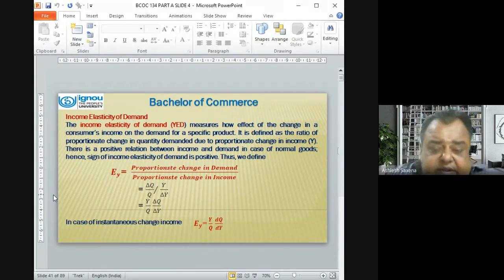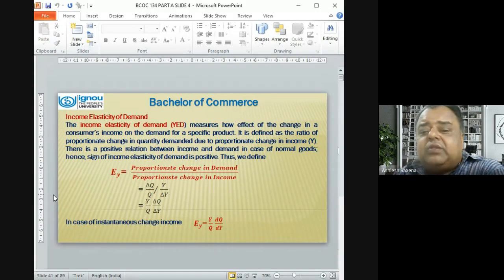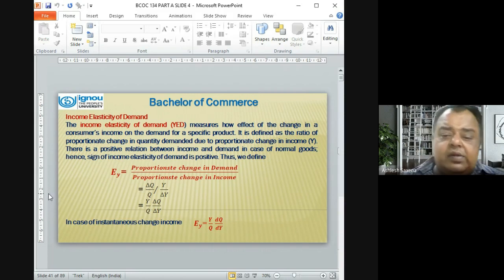That means now it will be EY equal to proportionate change in demand divided by proportionate change in income. So it will be dQ upon Q divided by delta Y upon Y, because your income is denoted by Y. So here this will become Y upon Q into dQ upon delta Y, or in the case of an instantaneous change in time.